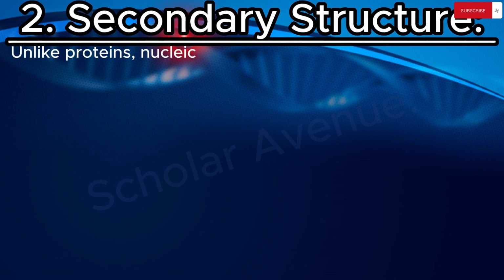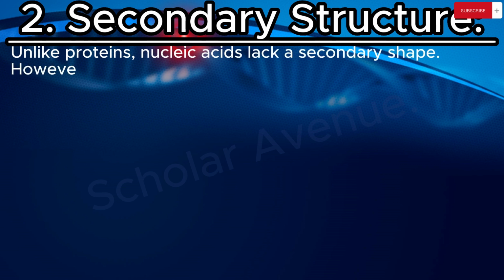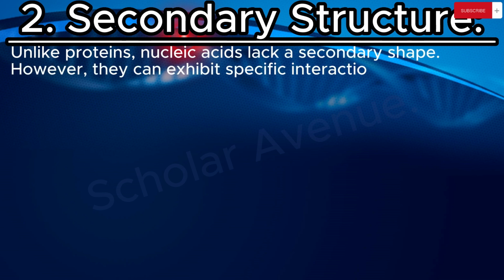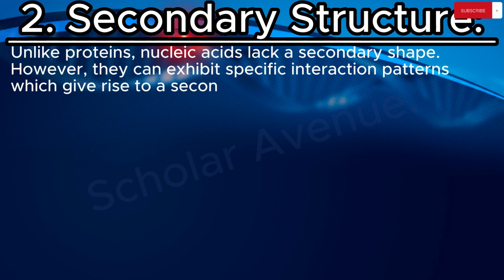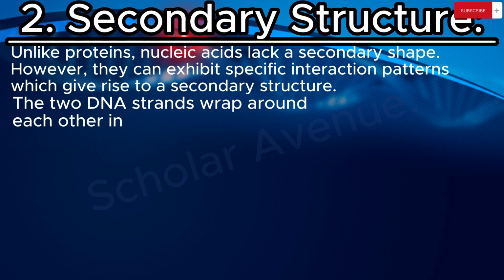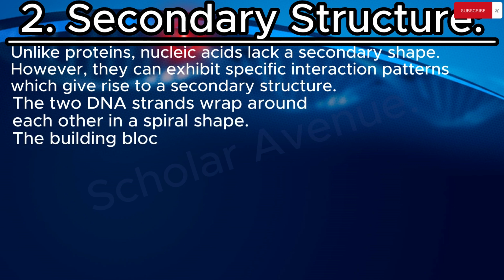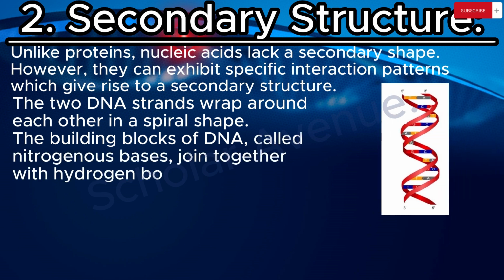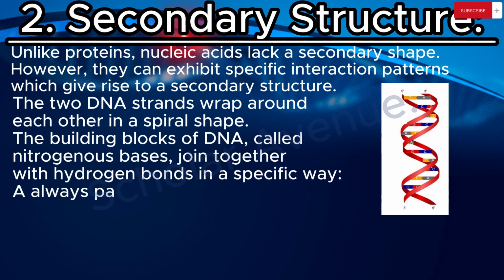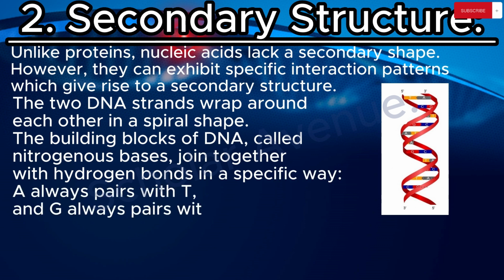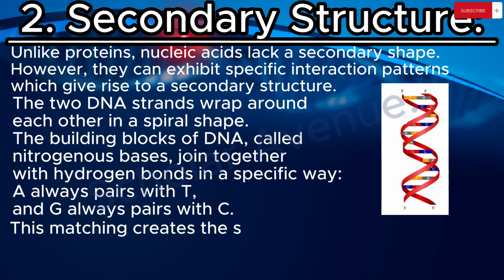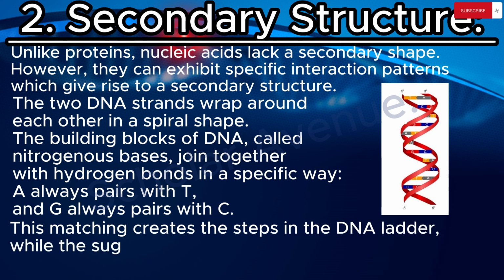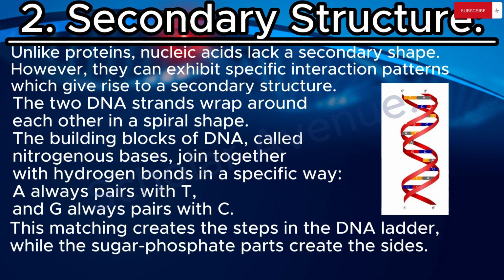Unlike proteins, nucleic acids lack a secondary shape. However, they can exhibit specific interaction patterns which give rise to a secondary structure. The two DNA strands wrap around each other in a spiral shape. The building blocks of DNA, called nitrogenous bases, join together with hydrogen bonds in a specific way. Adenine always pairs with thymine, and guanine always pairs with cytosine. This matching creates the steps in the DNA ladder, while the sugar phosphate parts create the sides.